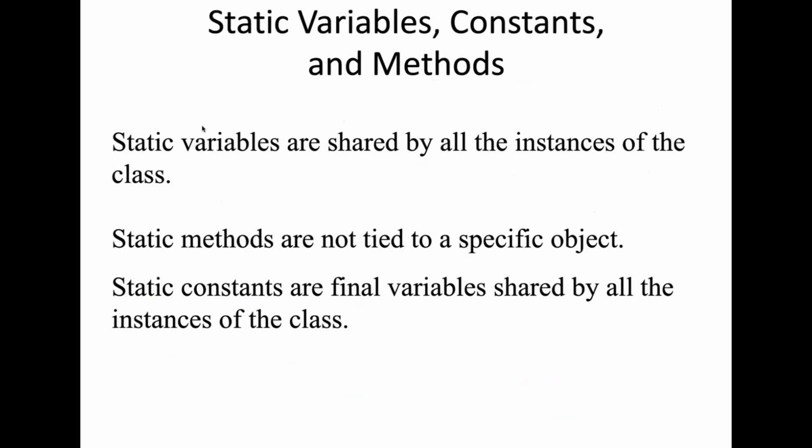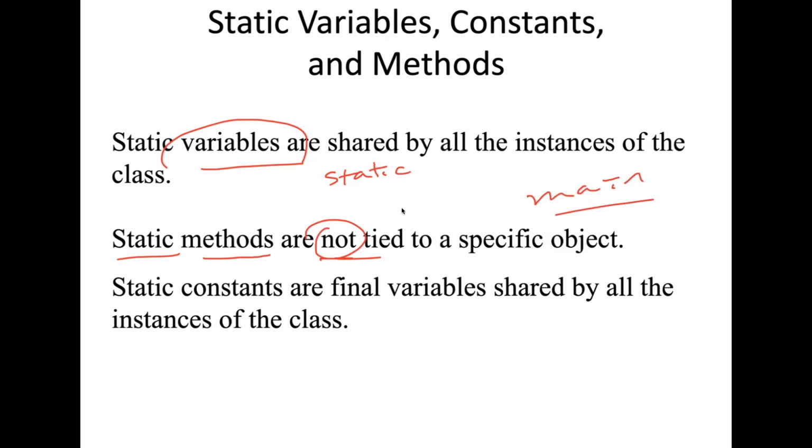Static variables, on the other hand, are shared by all of the instances of the class. These variables are declared with the word static. When you have static in front of a method, that method is not tied to a specific object. One example is your main console. This main method is declared as public static void, such that it is not tied to any specific object, namely the whole class that encapsulates this main.